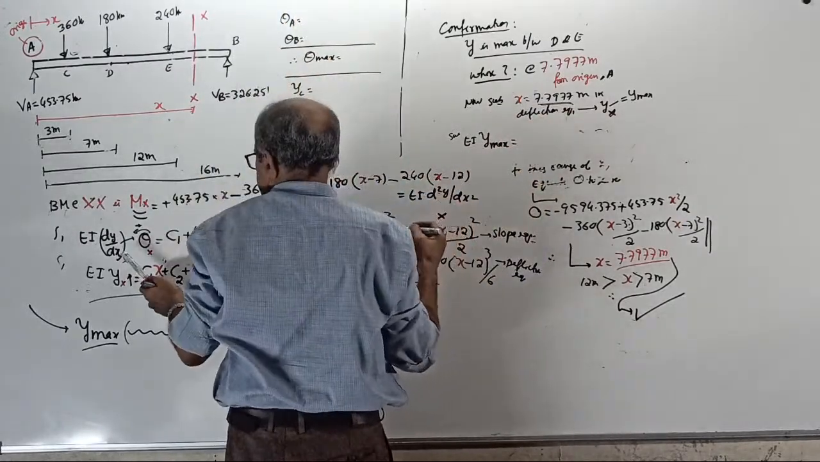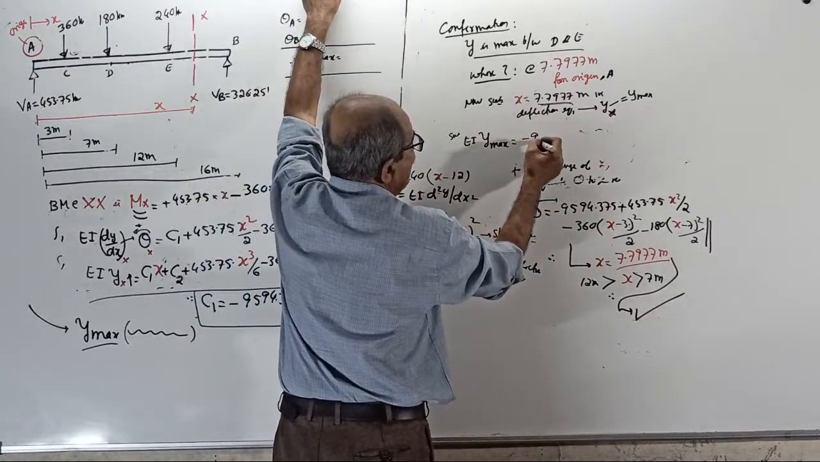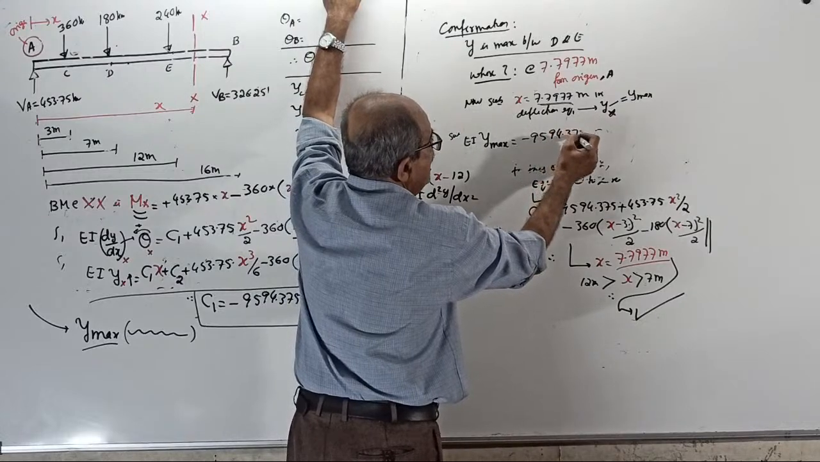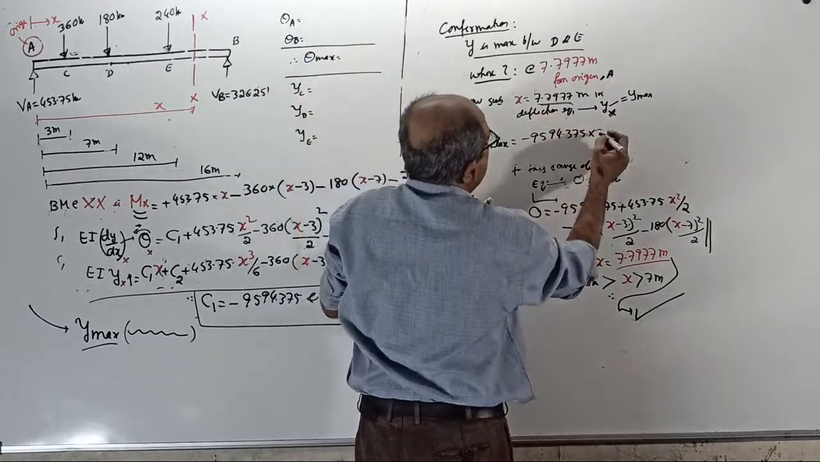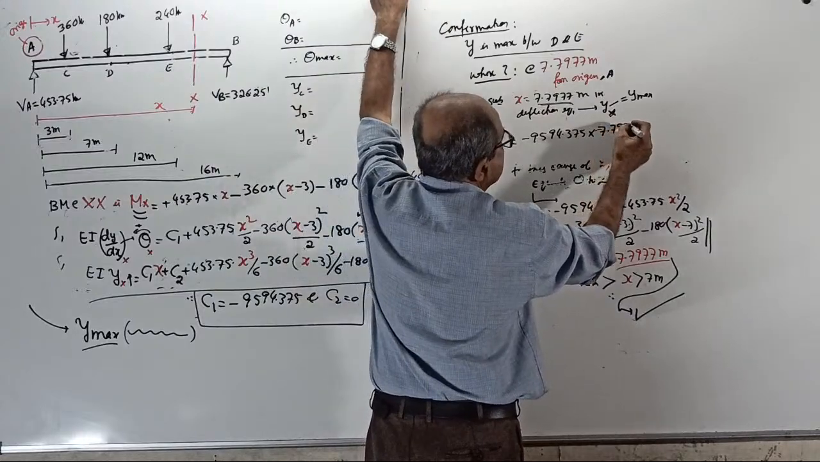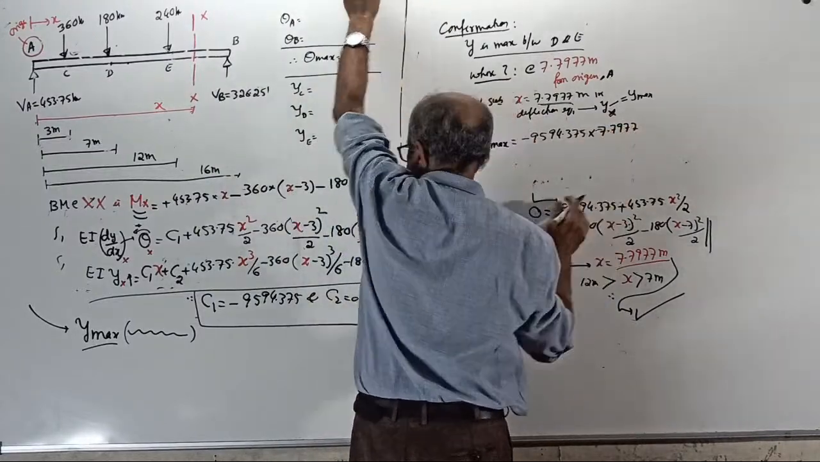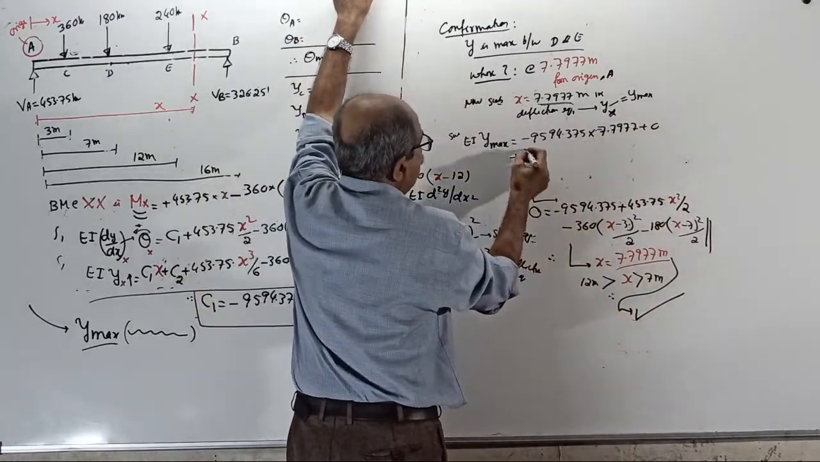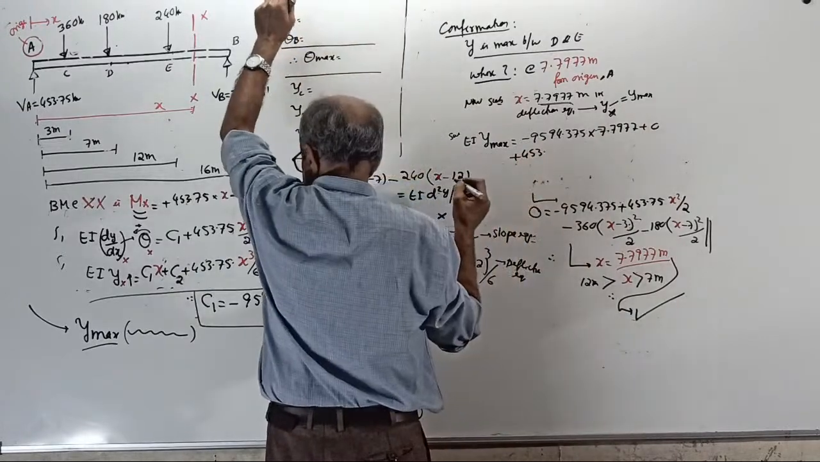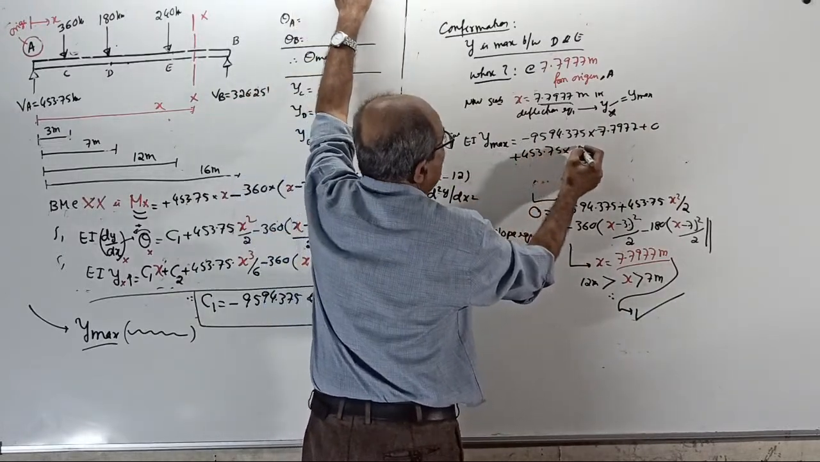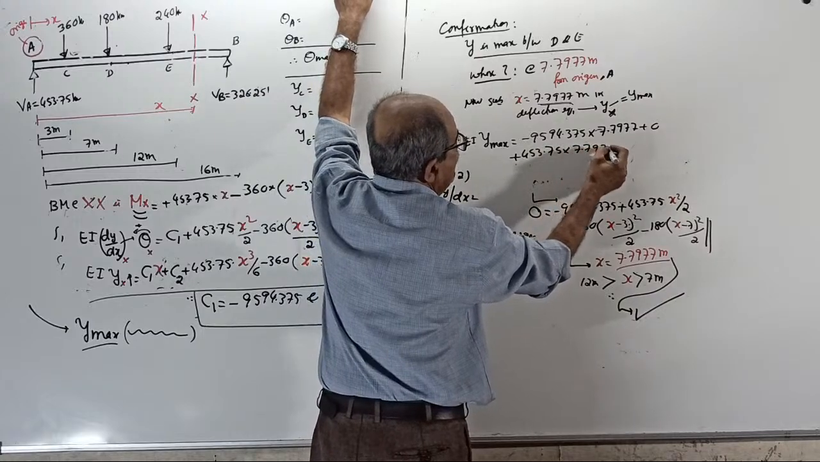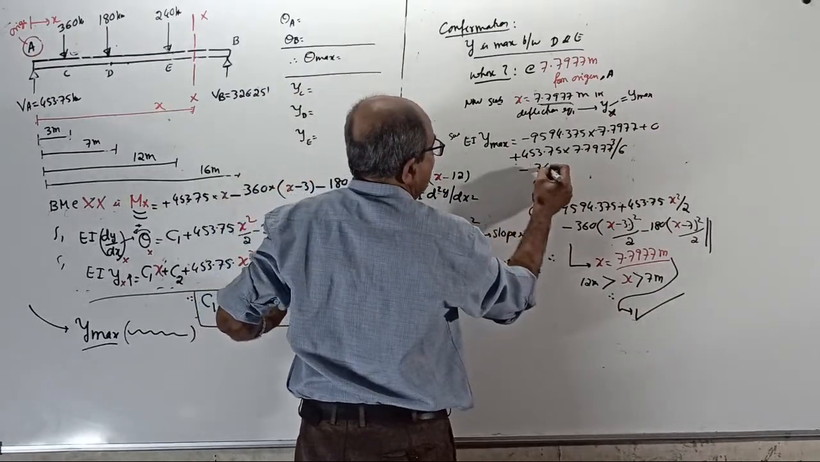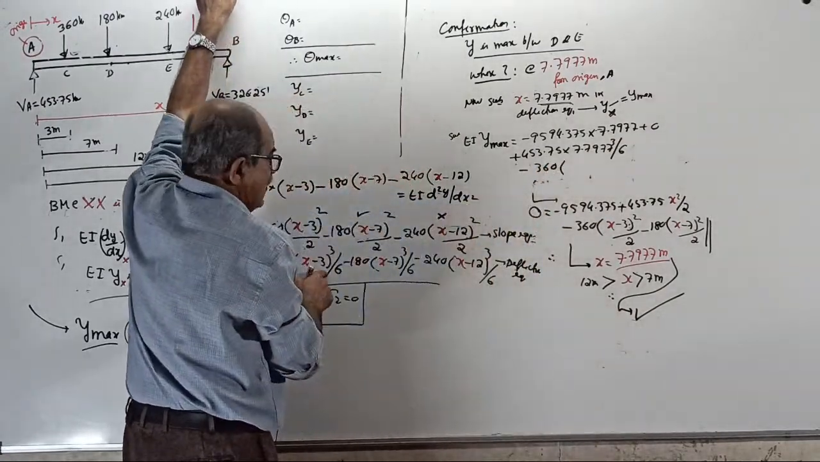EI Y max equal to C1 into 7.7977 minus 94.375 into 7.7977. I am not using red color. Then plus C2 equal to 0, plus 453.75 into X cube, 7.7977 cube divided by 6, minus 360 into X minus 3.